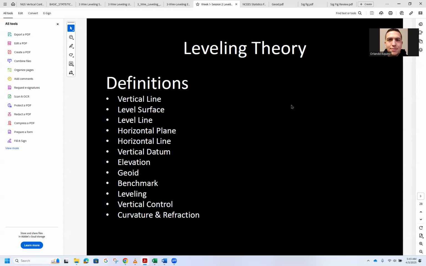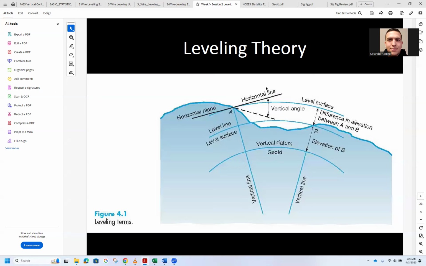Obviously we want the horizontal plane. We're going to want the vertical datum to know what we're coming off of. We want the elevation. We want to know the benchmark. We want to know the leveling. We want to know vertical control because that's what's going to give us the standard of what we're looking for when it comes to our differential leveling or our automatic leveling in this class.